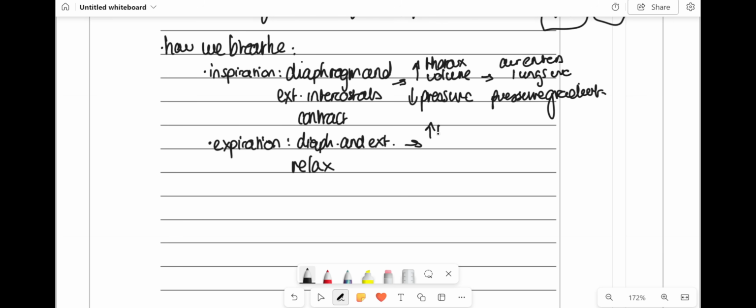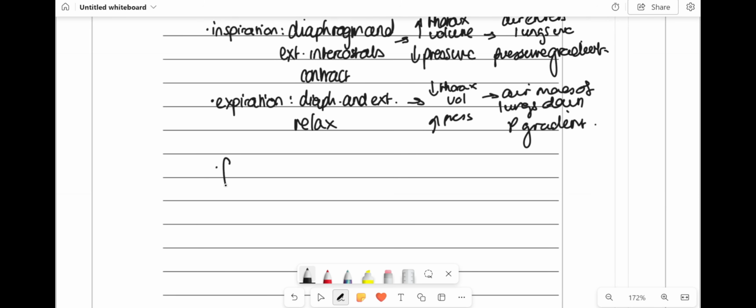Then what happens is this decreases the thorax's volume, sorry, not increase, it decreases the thorax's volume. And it increases the pressure. So then air moves out of the lungs down a pressure gradient.